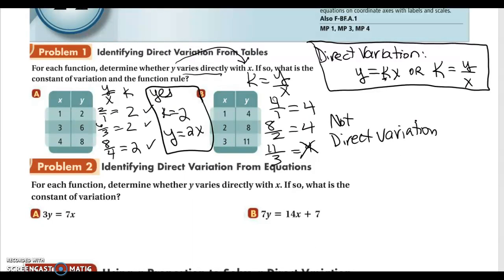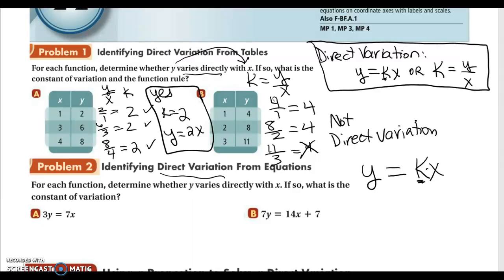Now that we looked at a table of values, let's look at equations and decide if they're direct variation as well. For a direct variation equation, when we get y by itself, we'll have a constant number, k, times x. And that's it. There are no numbers added or subtracted. We'll just have a constant times the x.